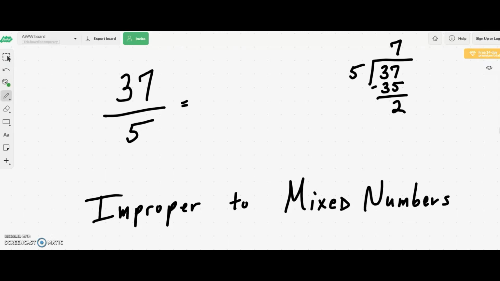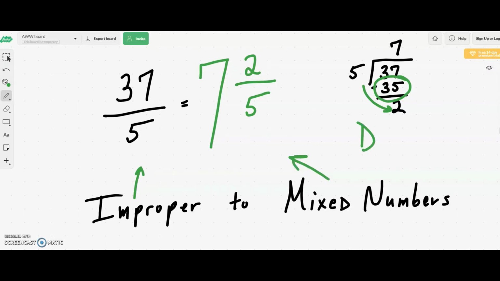What we just did was we did 5 times 7, which got me 35. What's left over is we have a remainder of 2. The remainder becomes the top number, and the bottom number stays the same. So that's how you go from improper to mixed. It all involves division. D-I-V-I-S-I-O-N, I can spell.